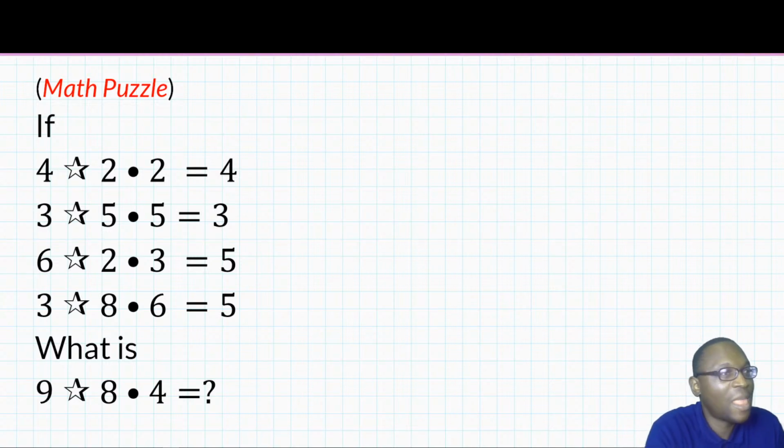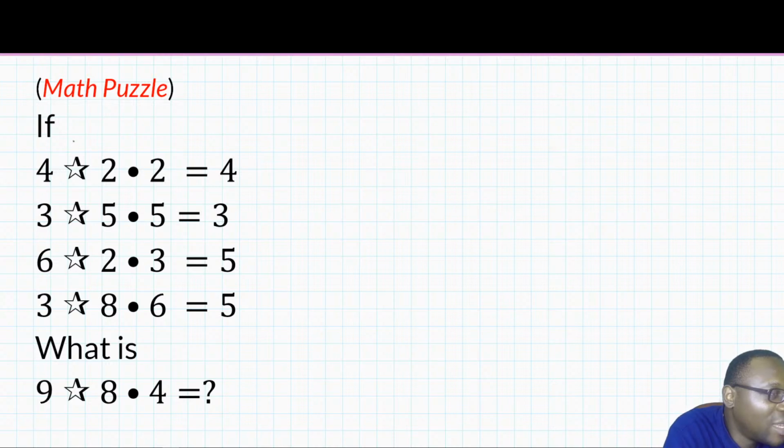All right. Let me give you a hint. This star here represents addition. This period here represents subtraction.